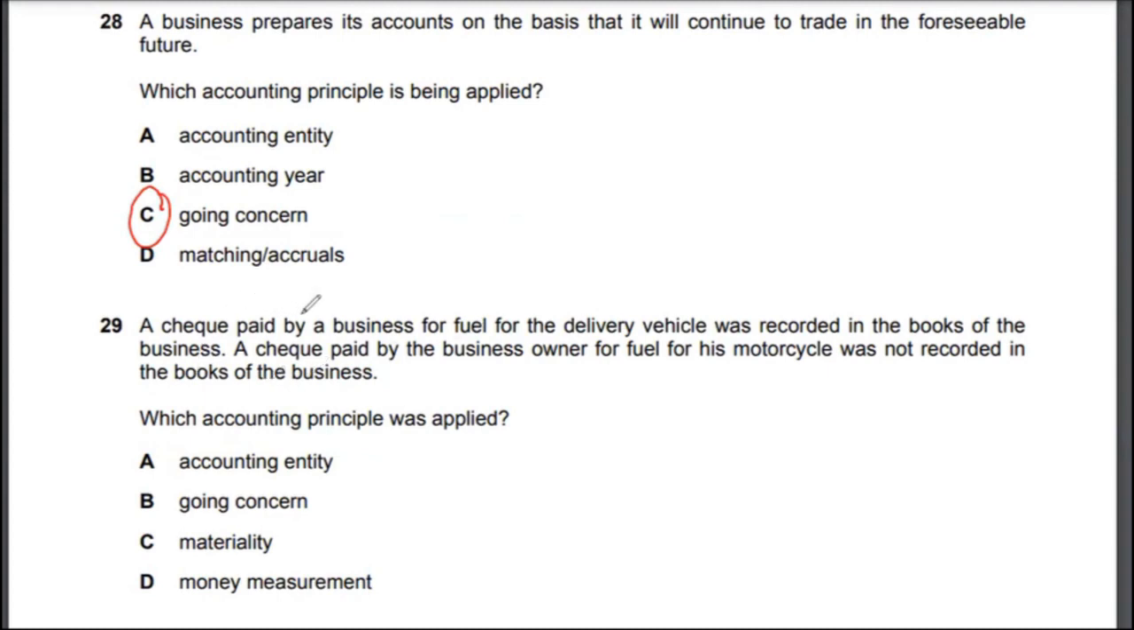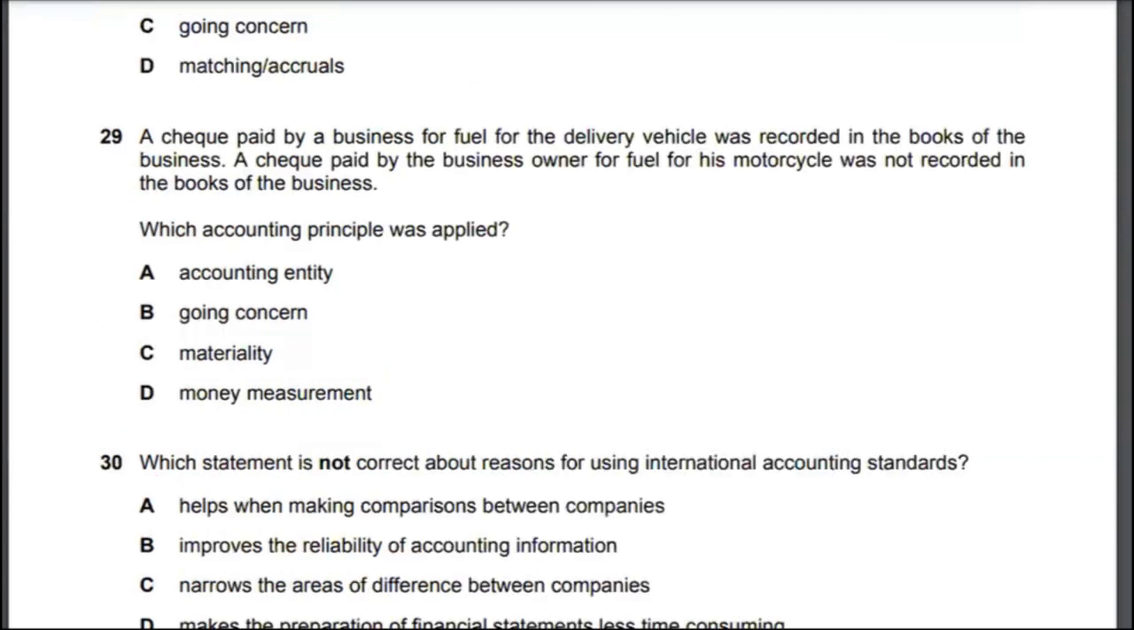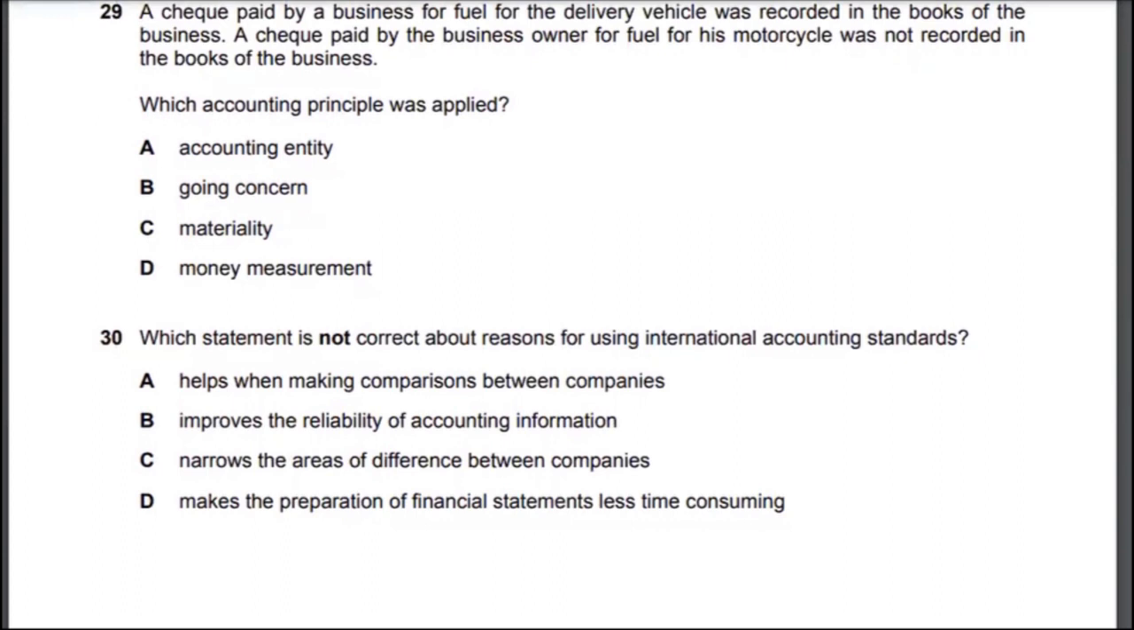Now let's look at multiple choice 29. A check paid by a business for fuel for a delivery vehicle was recorded in the books of the business. The check paid by the business owner for fuel for his motor vehicle was not recorded in the books of the business. Which accounting principle is being applied in this case? That is accounting entity, because the owner is keeping business and his personal life separate, and that's how it should be. And therefore the correct answer to multiple choice 29 should be option A. It's accounting entity, which highlights that there's a difference between personal and business expenses.